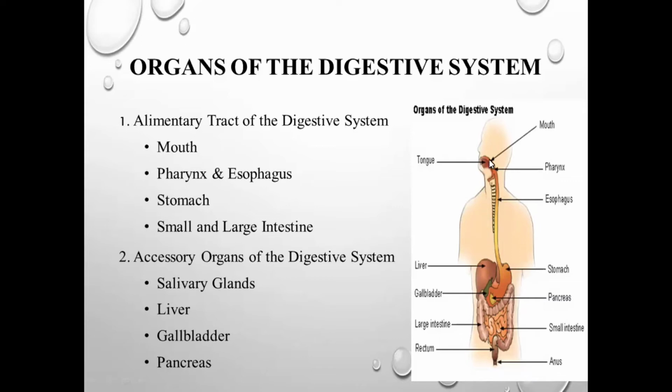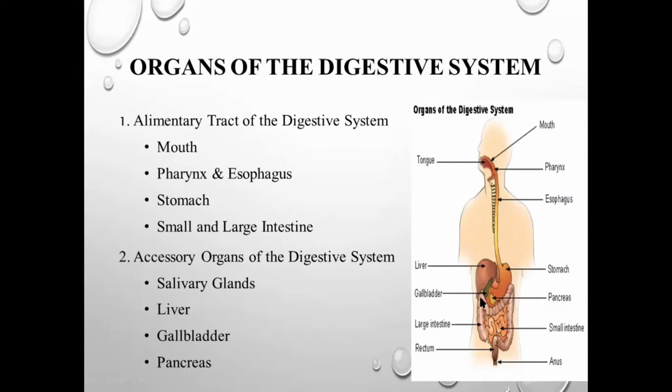Till what I said: the mouth, esophagus, stomach, duodenum, small intestine, large intestine, rectum, then anus. This comes under the alimentary tract of your digestive system. The accessory organs of the digestive system consist of the salivary glands, which are present in your oral cavity, in your mouth.